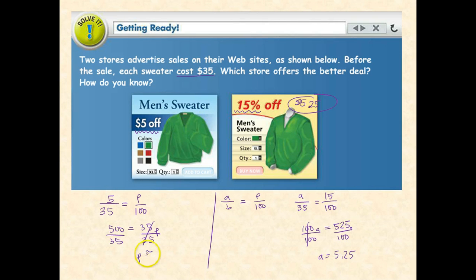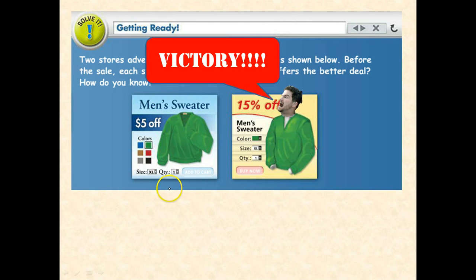So P is about 14.3%, which is a little less than 15%. So either way, even though this picture looks a little better, not buying it there. I need my extra 25 cents. Victory!